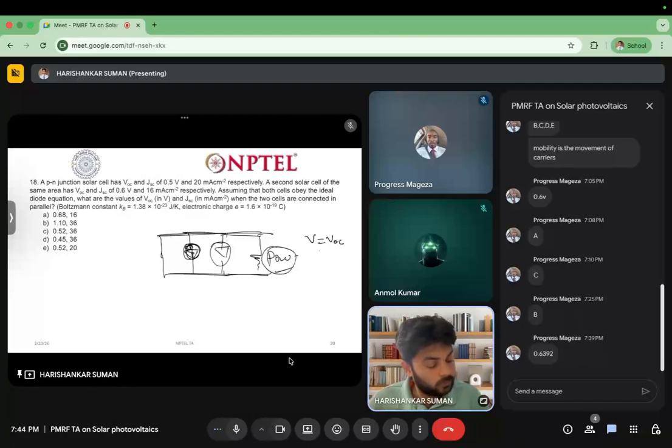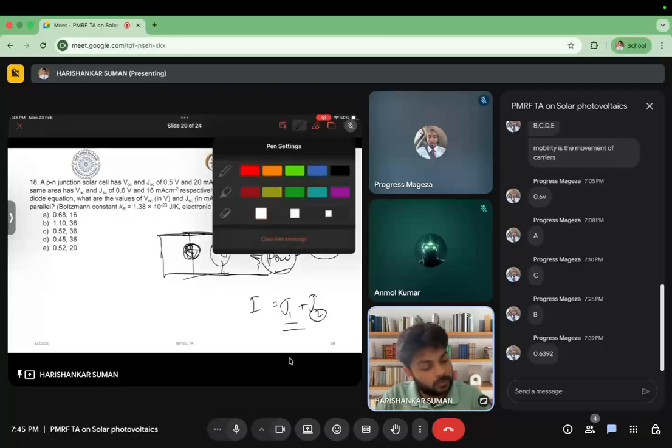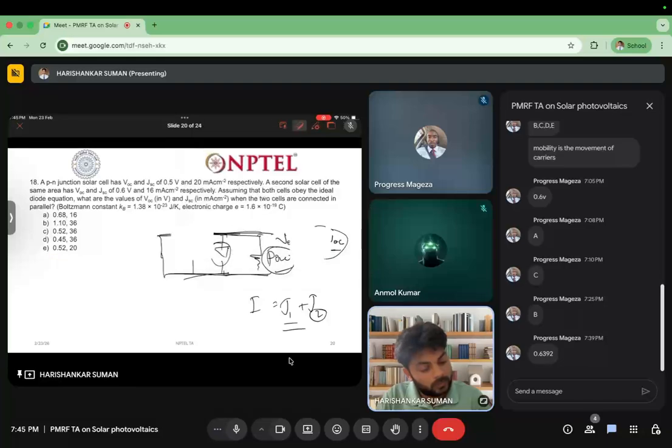VOC will be the same, because the output voltage is the same across both. Current will add up, J1 plus J2. So you have to apply this concept. The answer will be C, but how? Let's see.